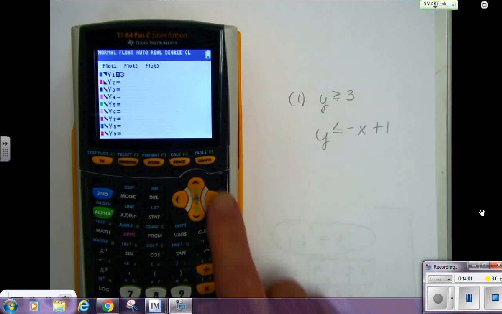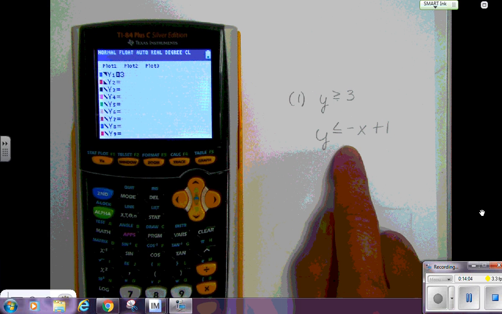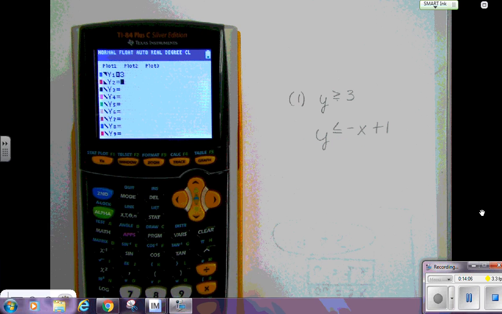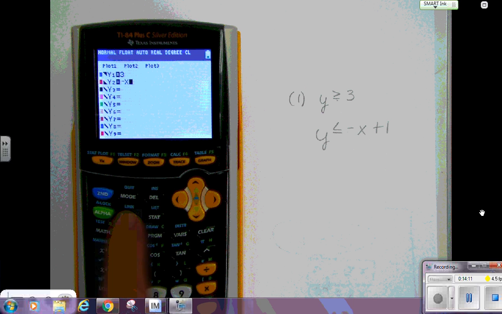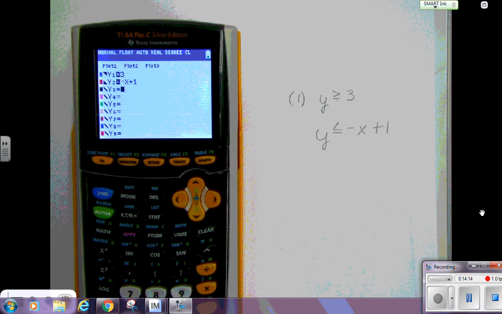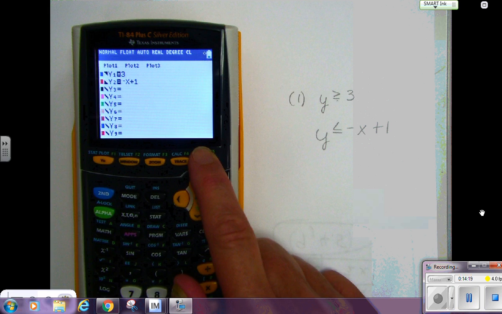Okay, now I'm going to type in that equation. Now this inequality starts with a negative, so I want to start with that negative at the bottom of the calculator. Negative x plus 1, enter. And I have my inequalities typed in. Now let's press graph.